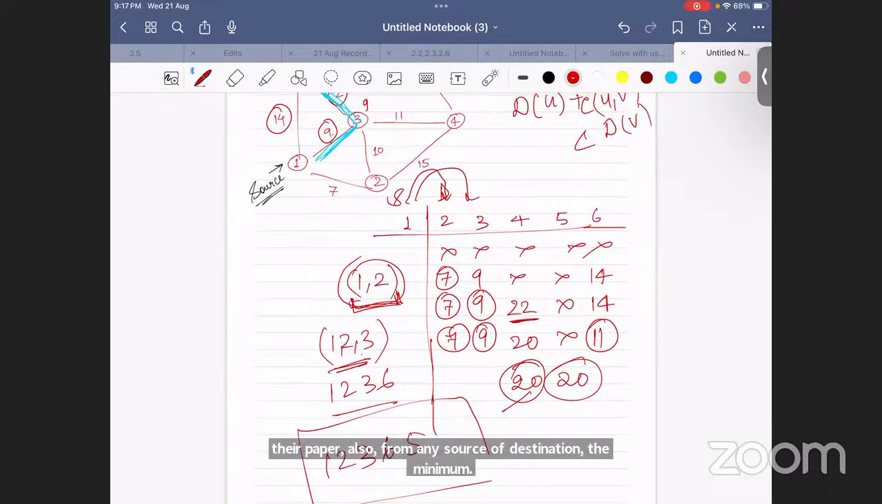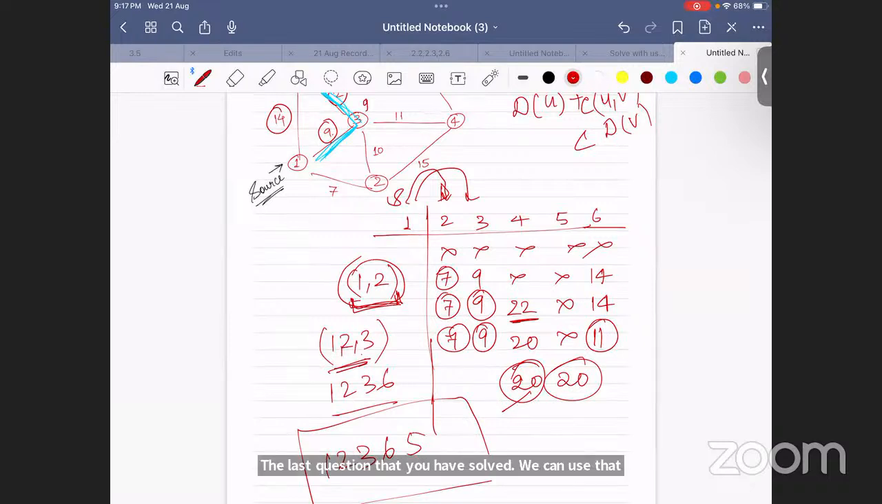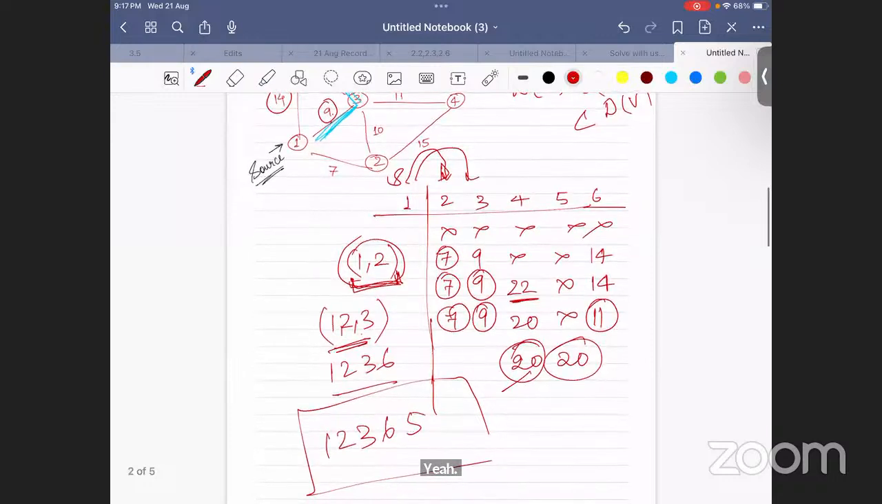The last question that you have solved, you can use the Dijkstra algorithm there also. C0 to C3, whatever the question was, you can use it there. Sir, will 5 come or 4 will come? Either 4, 5 or 5, 4, anything is fine. Okay. So this is the last step.